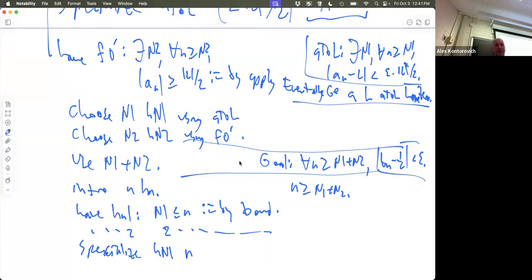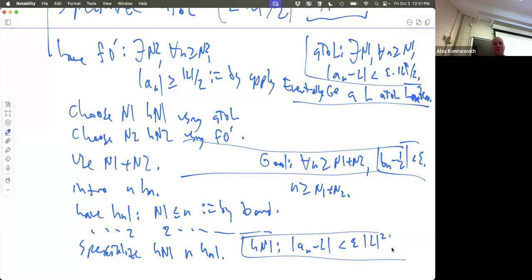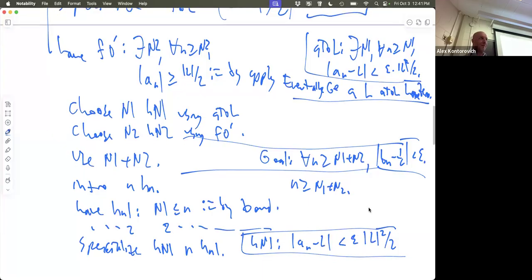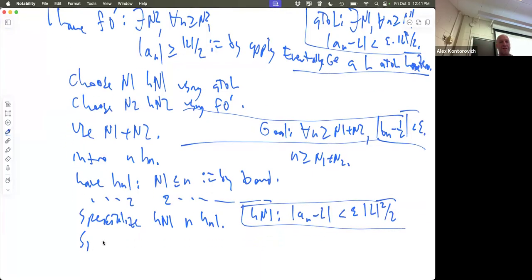hn1 to little n, and then it needs a proof that little n is greater than n1, that's hn1, h little n1. So now, let's keep track. hn1 now says, not just for any n, but for this particular n, an minus L is less than epsilon L squared over 2. Yeah? And now let's specialize hn2 with n hn2. And so now hn2 says what?